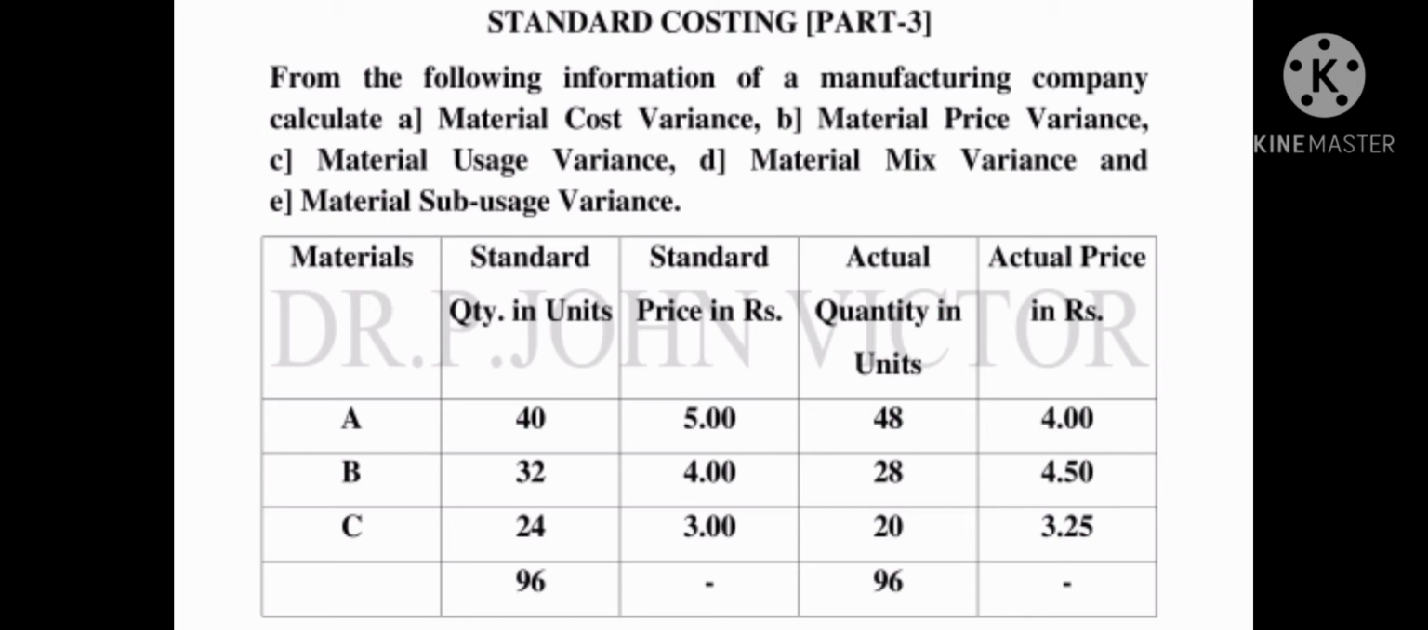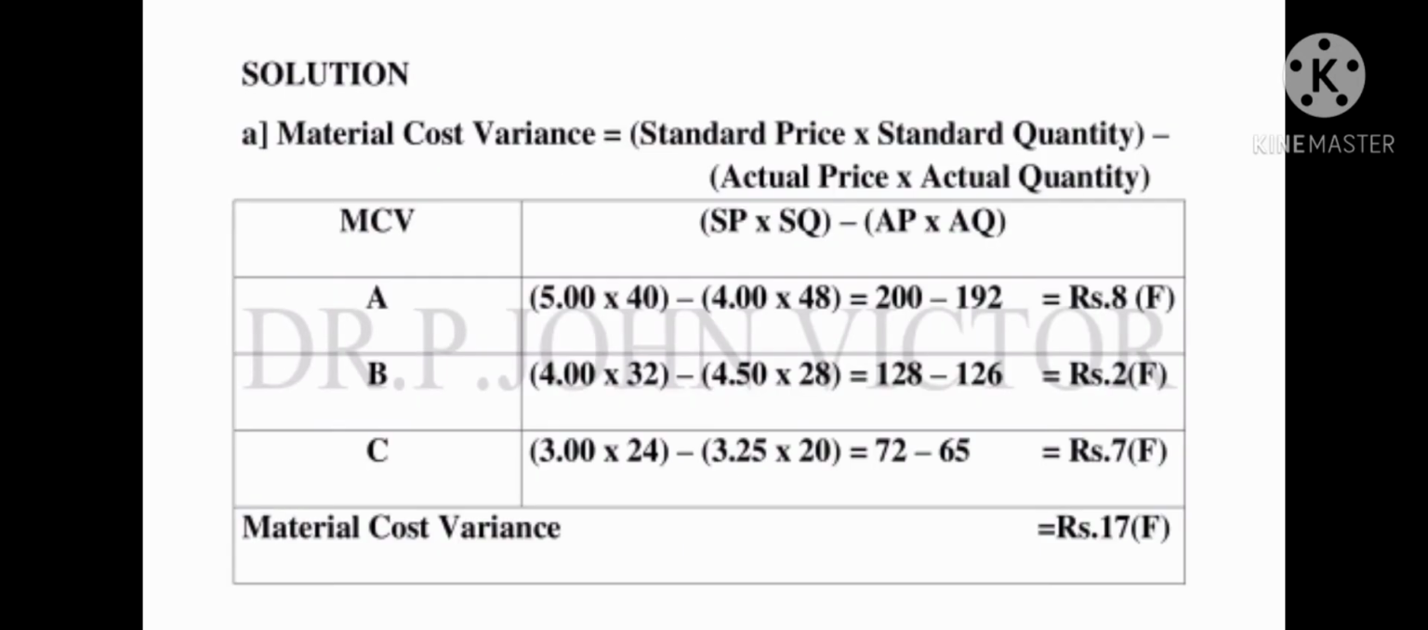Do you have any doubt in the problem? If you have, you may ask for clarification. Otherwise, let's move to the sum now. Shall I proceed to the solution? Yes, the first one is material cost variance. The formula is standard price into standard quantity minus actual price into actual quantity.